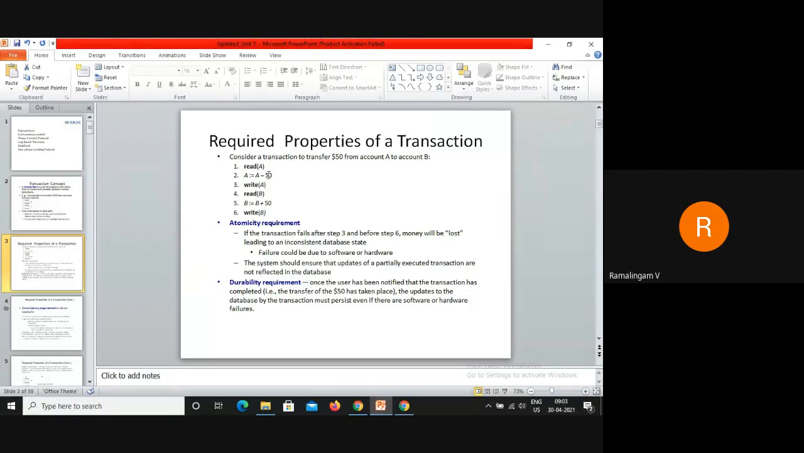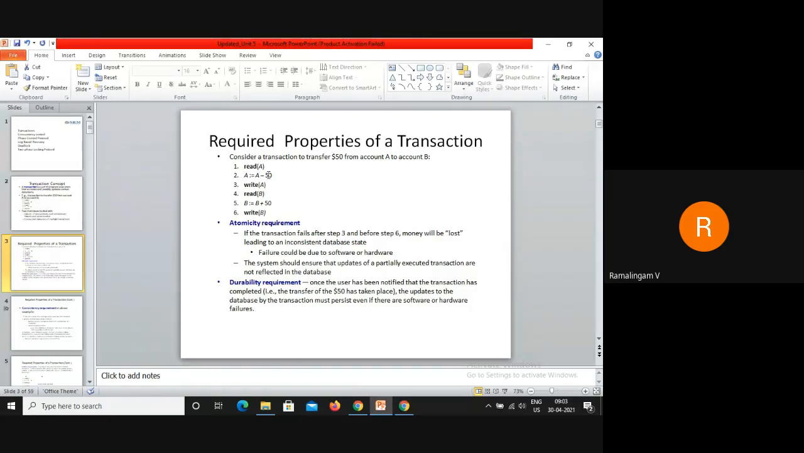The first one is atomicity. Atomicity means the transaction must complete entirely. If anything goes wrong, we should redo the operation. That is, we simply return back to the starting stage. We can abort the transaction and roll back all the operations that happened in between. That's why atomicity is called all or nothing.